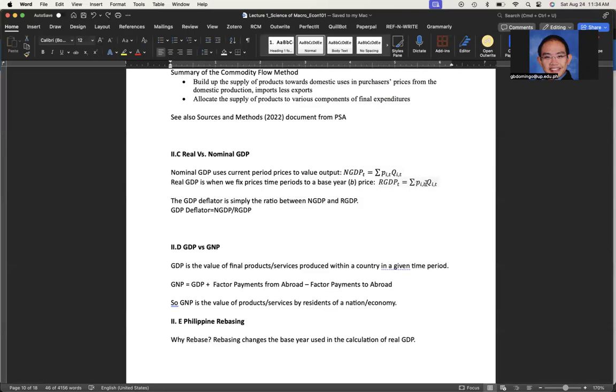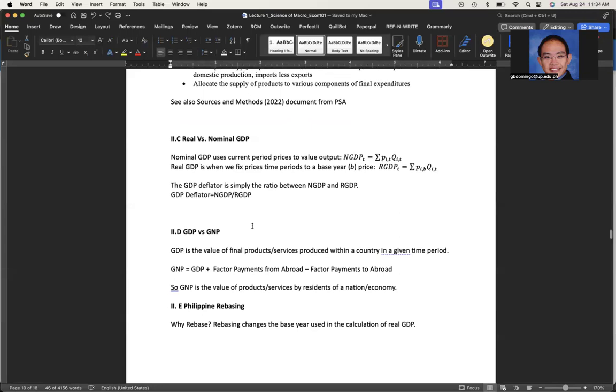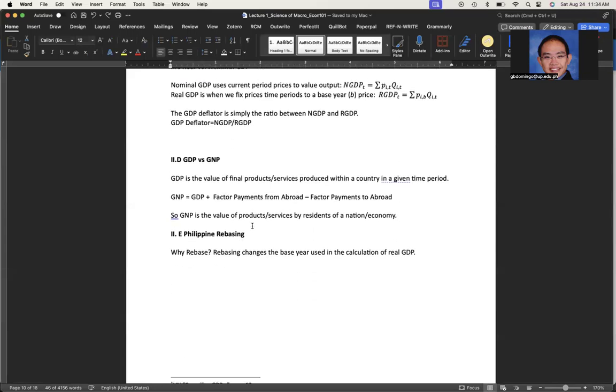But the Q's will be different because they're indexed by T, or the current time period, right? Real GDP at time T requires Q from current time period T. But the base year is based on whatever the base year is. In the Philippines, it happens to be 2018 currently. The GDP deflator is simply the ratio between NGDP and RGDP. Specifically, it's NGDP divided by RGDP. GDP versus GNP. GNP is GDP plus factor payments from abroad minus factor payments to abroad.